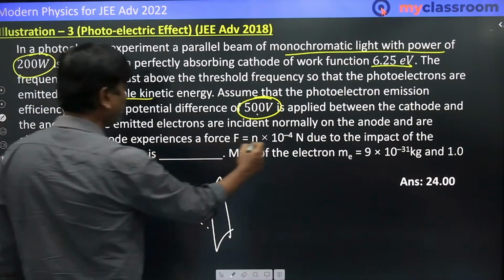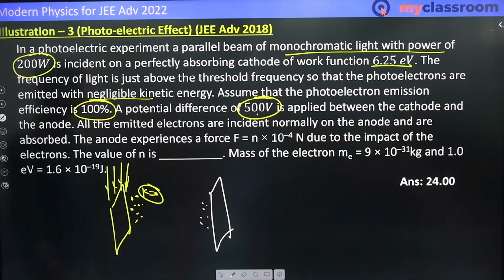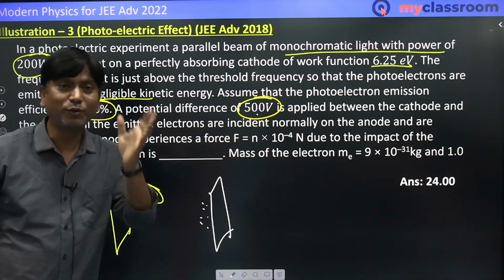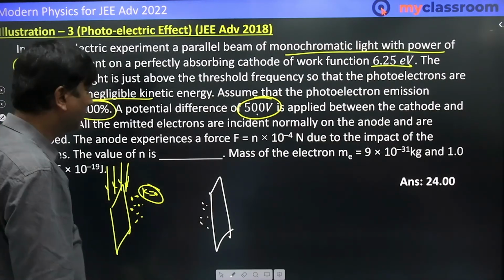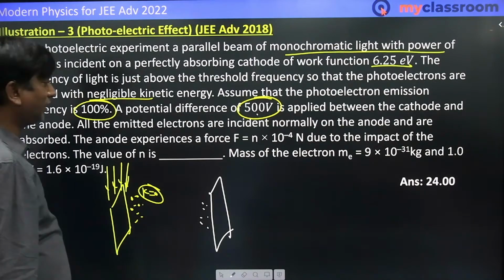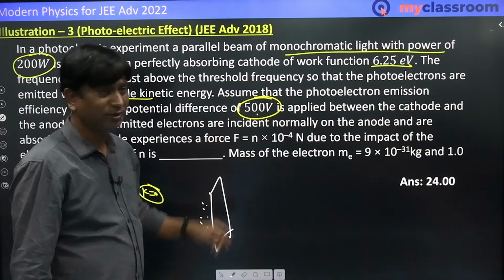The anode experiences a force due to the impact of the electrons, and we have to calculate that particular force. Hope the question is clear to all. It's very simple only. We know that every electron will acquire a kinetic energy of 500 electron volts.